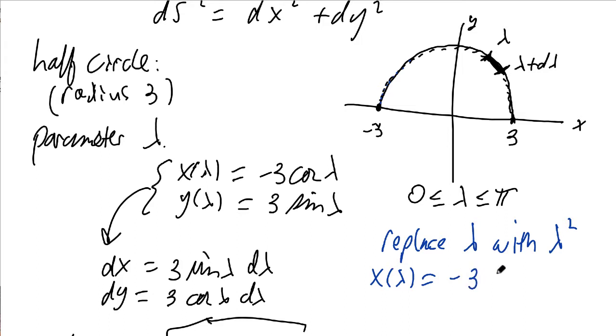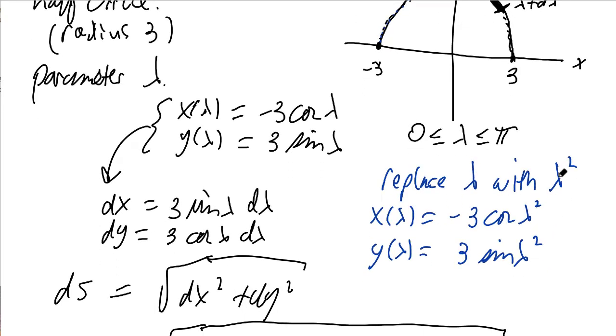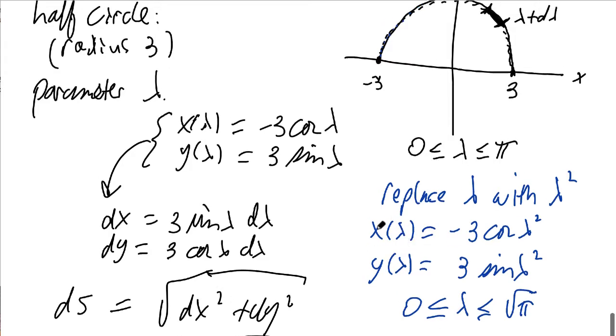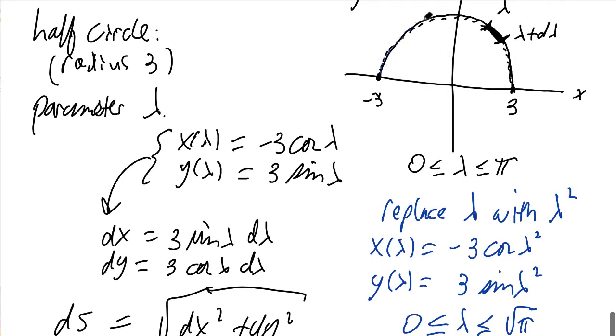X is minus 3 times cosine of lambda squared. Y is 3 times sine of lambda squared. And we'll let this new parameter lambda range from 0 to square root of pi. Okay, so this new lambda ranges from 0 to square root of pi. These parametric equations for x and y sweep out this half circle.